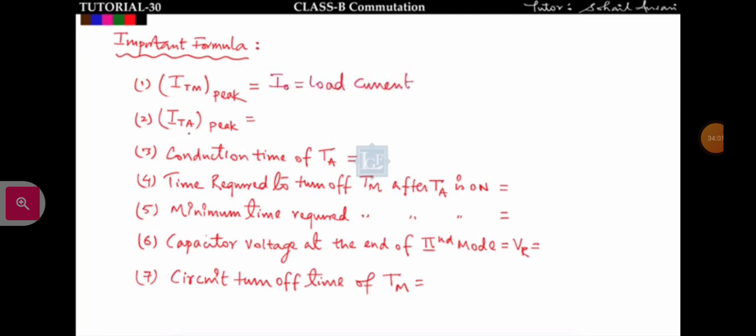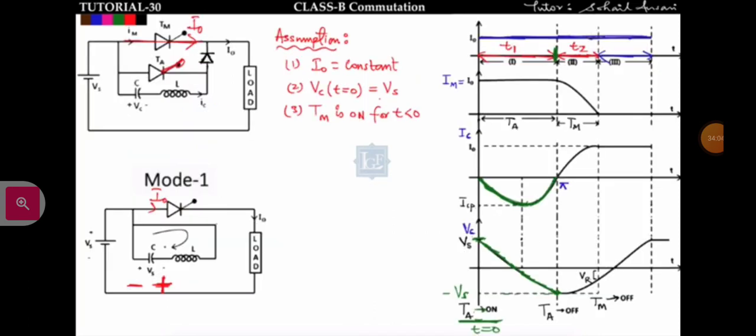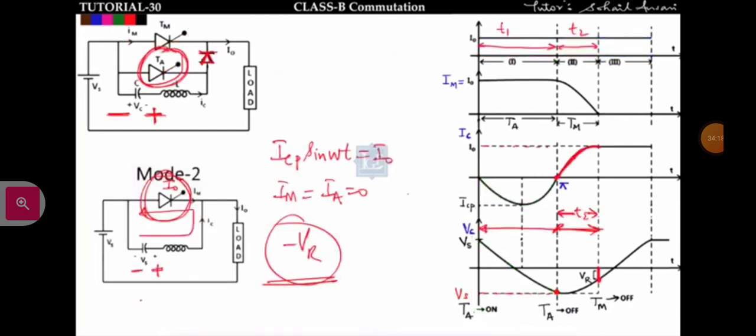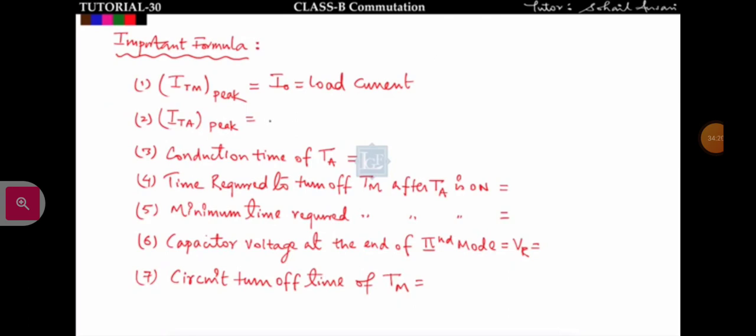Okay, now what will be the ITA peak? We have already found ITA peak. This is the auxiliary thyristor current. So the peak current across the auxiliary thyristor will be ICP. We have already found that it is equal to Vs under root C by L. So the peak current across the auxiliary thyristor will be ICP, that is equal to Vs under root C by L.